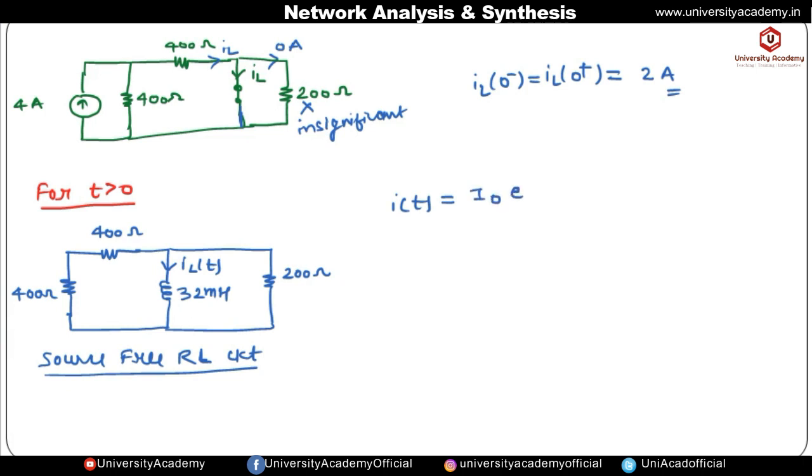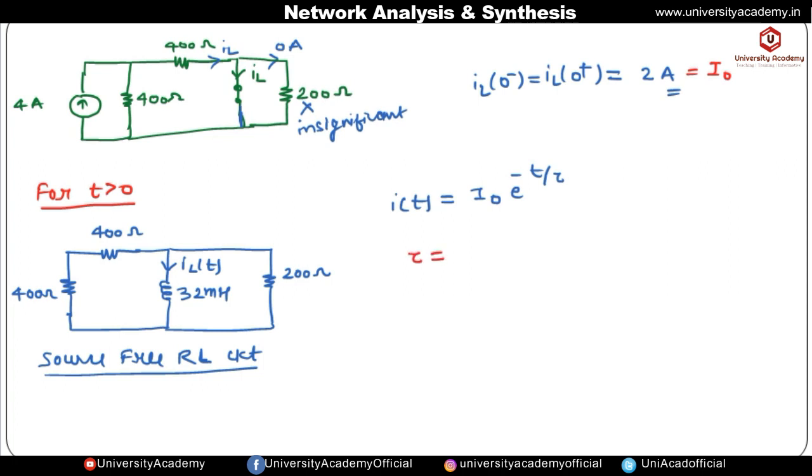So we have already seen the expression to find the current I of t, which is given by I naught into e to the power minus t by tau. I naught is the initial current flowing through the inductor for t less than 0, which we have already calculated, and it is 2 ampere. That is, the I naught value we are getting is 2 ampere. Next we have to find out the time constant.